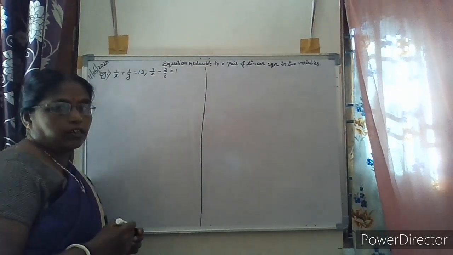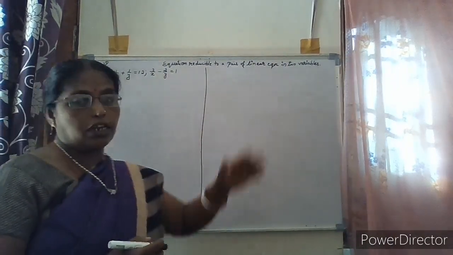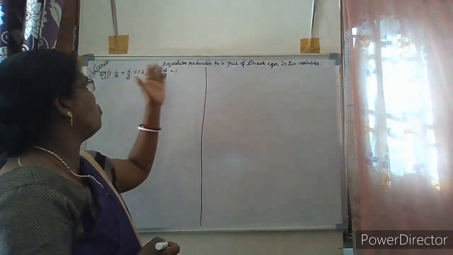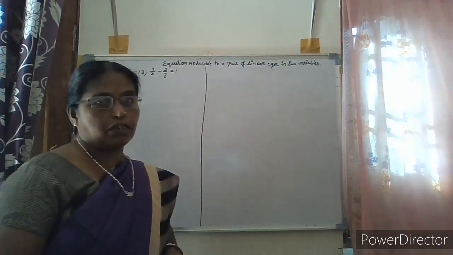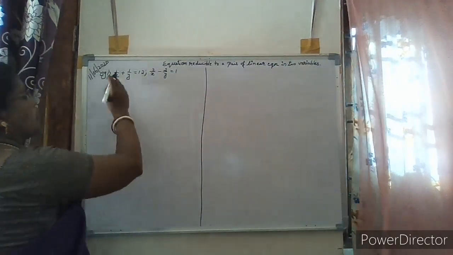You can see that both the equations are not in the linear form. So we have to reduce them to linear equations. How can we reduce this to a linear equation?